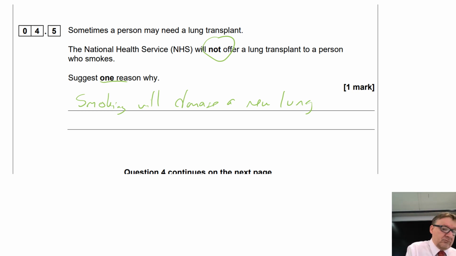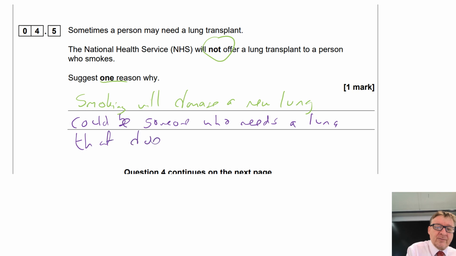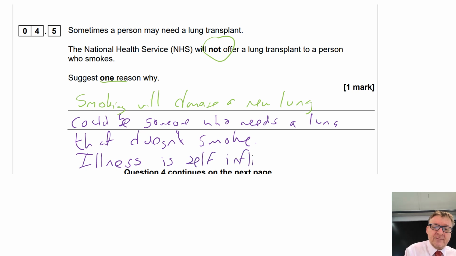There could be someone who needs a lung that doesn't smoke. Okay, this sounds very harsh, but you've got two choices. One person doesn't smoke, one person does smoke. Who's the best person to give it to? And the NHS think that lung cancer, if you're a smoker, is self-inflicted.